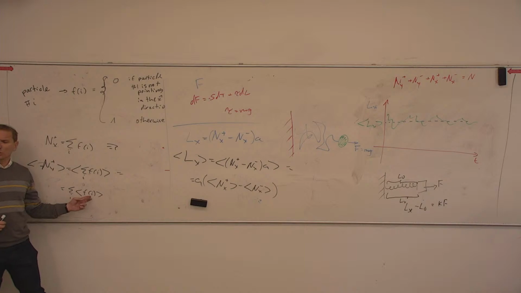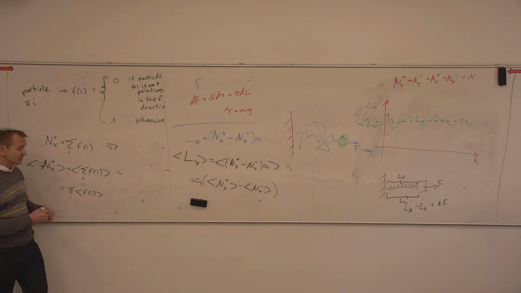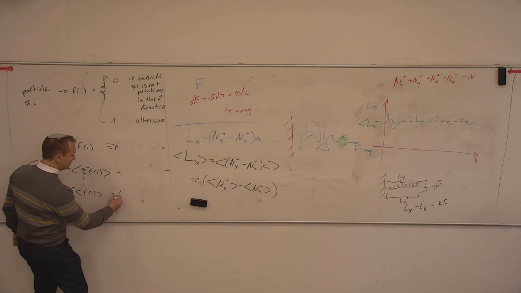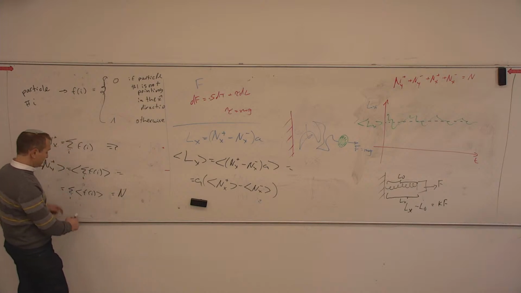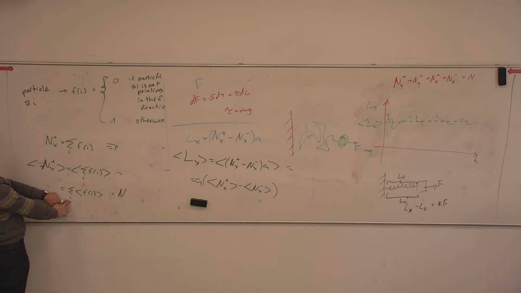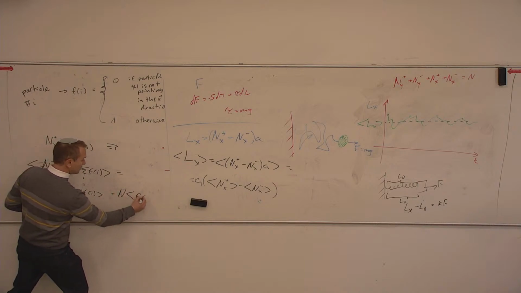Now, since all the particles are identical in their properties, the average of fi is going to be exactly the same for the first particle and the second particle, and the third particle, and so on. So this is simply n times the average of f1, because I'm counting over all the different particles that I have inside my system.